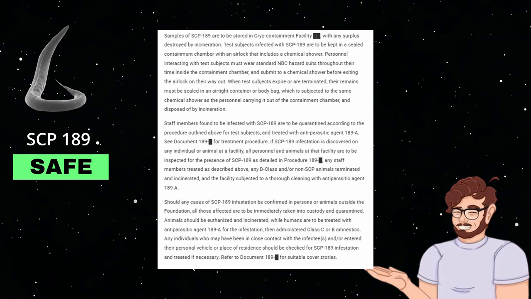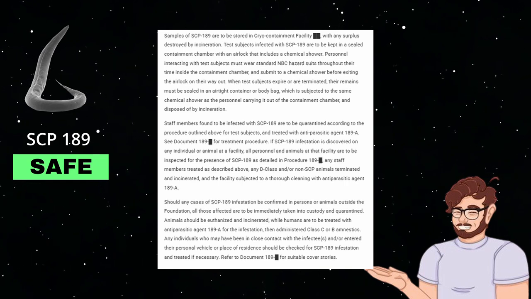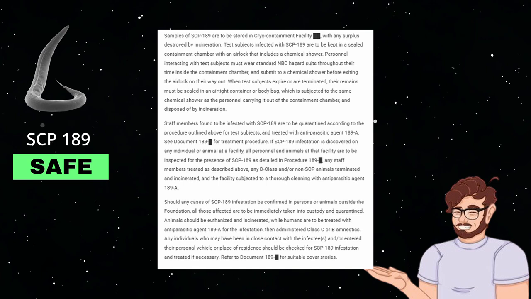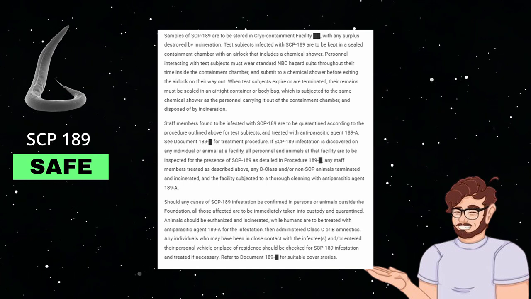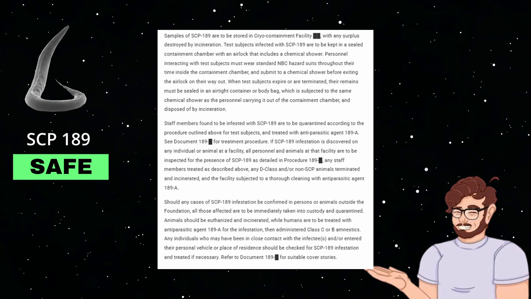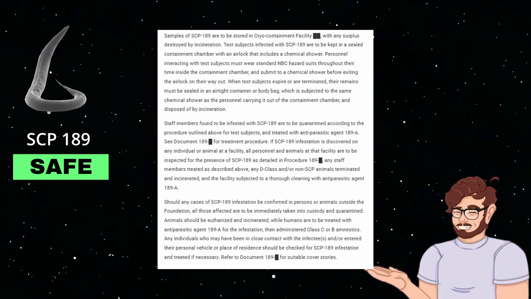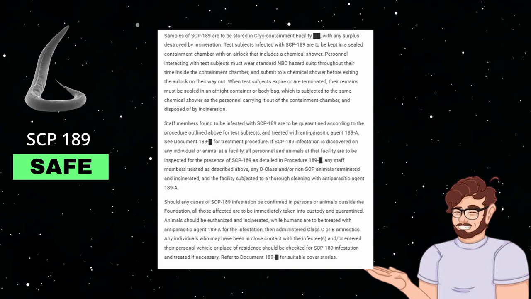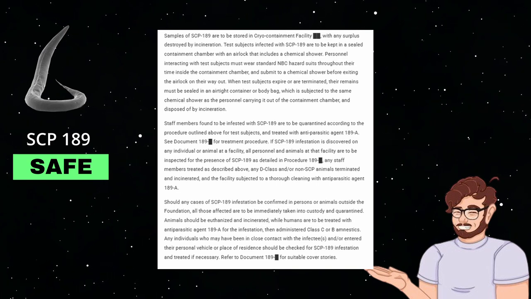When test subjects expire or are terminated, their remains must be sealed in an airtight container or body bag, which is subjected to the same chemical shower as the personnel carrying it out of the containment chamber, and disposed of by incineration. Staff members found to be infested with 189 are to be quarantined according to the procedure outlined above for test subjects, and treated with anti-parasitic agent 189A.